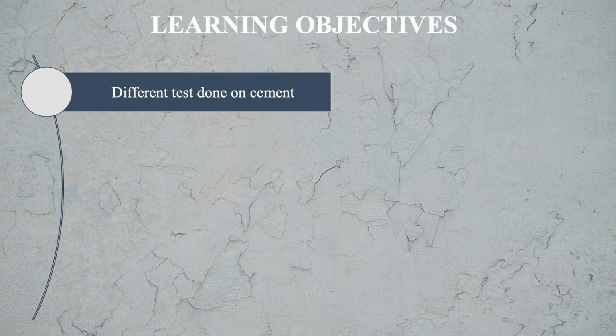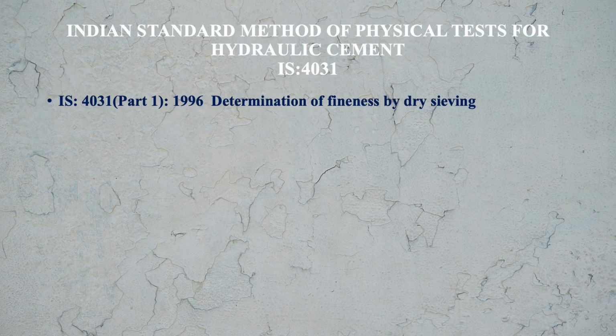In this discussion, we will cover different tests to be done on cement. Indian Standard Method of Physical Tests for Hydraulic Cement. This is a code, basically BIS code, IS 4031. It has 15 parts and different parts are dealing with different types of tests.